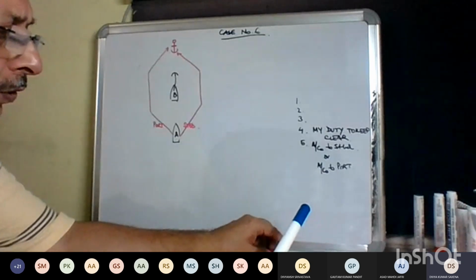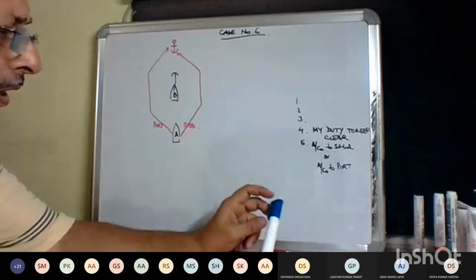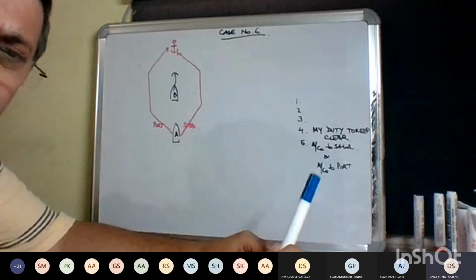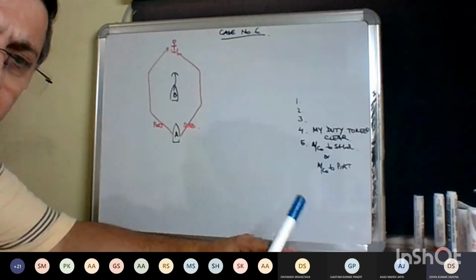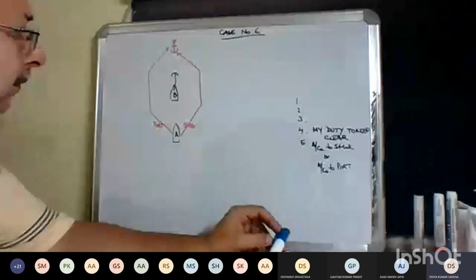I want to know the options and which one will you prefer and why. अब चॉइस की बातें आ रही हैं. Sir, it's preferred to go from starboard side. Why?